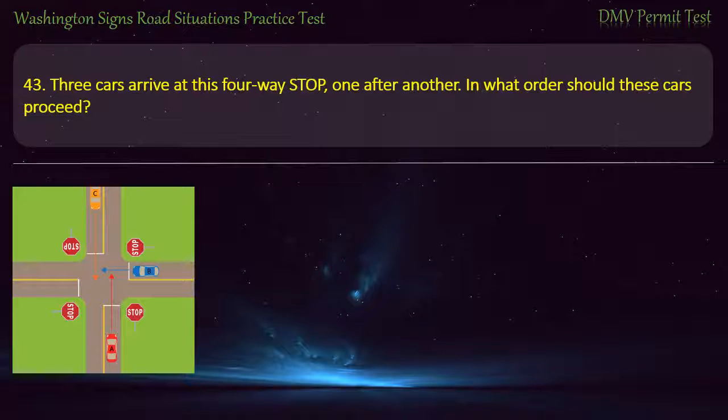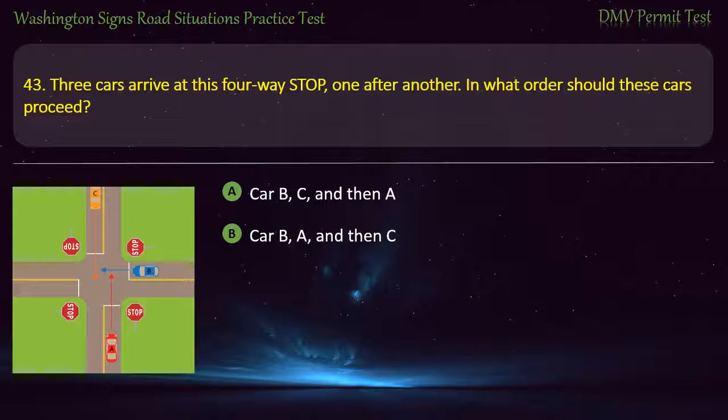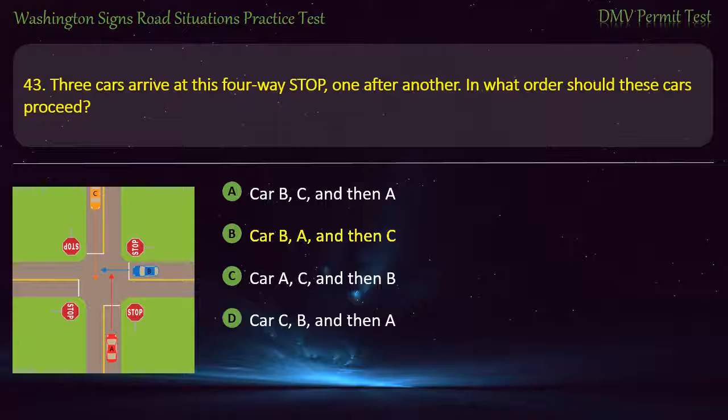Question 43. Three cars arrive at this four-way stop, one after another. In what order should these cars proceed? Car B, C, and then A. Car B, A, and then C. Car A, C, and then B. Car C, B, and then A. Answer. Car B, A, and then C.